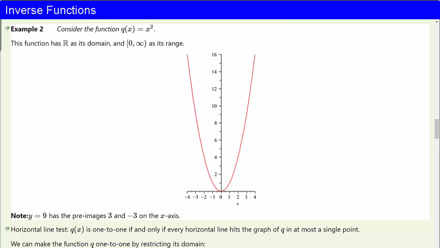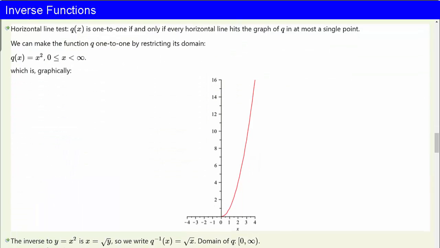Consider the function g of x equals x squared. This function has R as its domain and the interval [0, infinity) as its range. But the function is clearly not one-to-one. Every point on the y-axis except the origin has two preimages. For example, y equals 9 has the preimages x equals 3 and x equals minus 3.